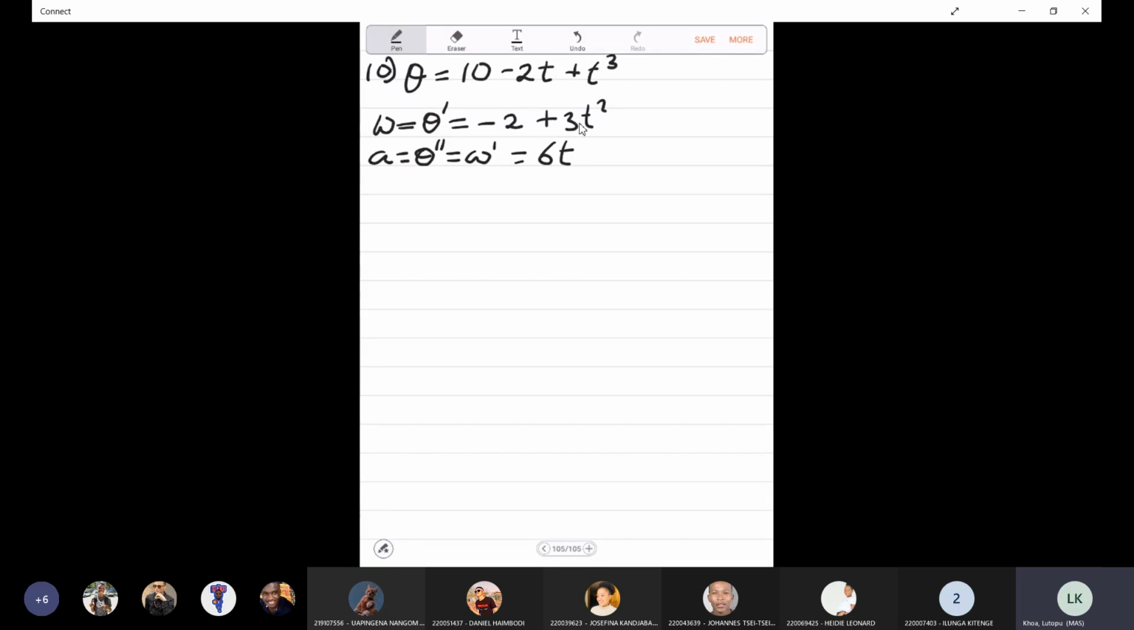Then working out the velocity and acceleration at the time we are given, 2 seconds. So omega at 2 is minus 2 plus 3 times 2 squared. So just do that on your calculator. This is 10. And the units, this is radians per second. Then our acceleration after 2 seconds, this is 6 times 2, which is 12 radians per second squared.